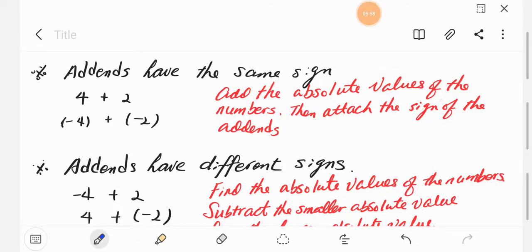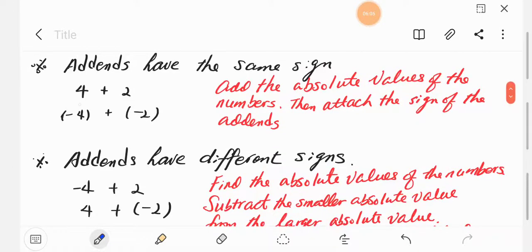Add the absolute values of the numbers, then attach the sign of the addends. For example, 4 plus 2. 4 and 2 are positive numbers, so when you add these two, it is 6, right? Then what is the sign of these two numbers? It's positive. So in this case, this is positive 6.